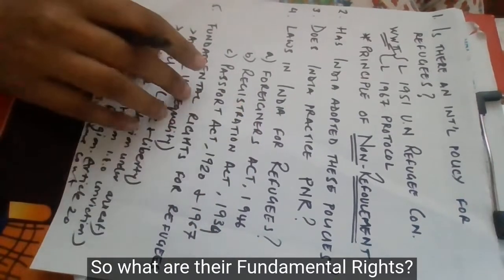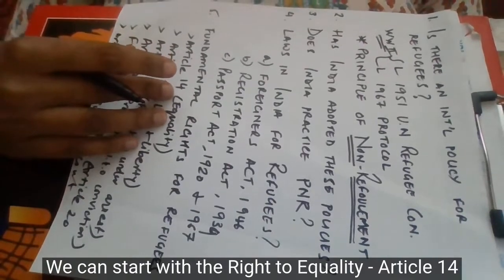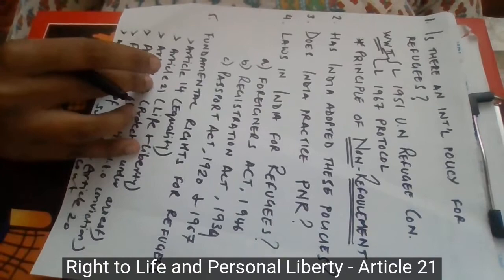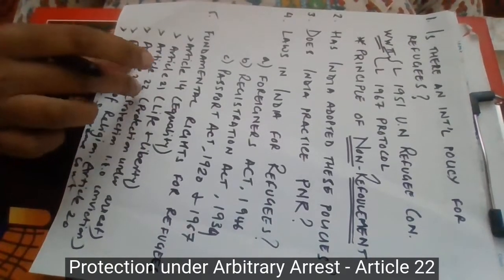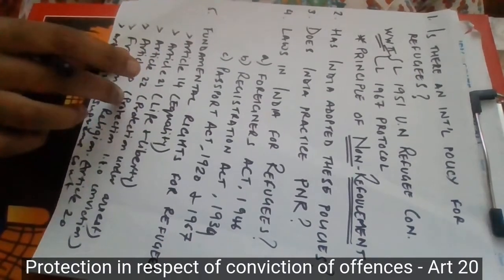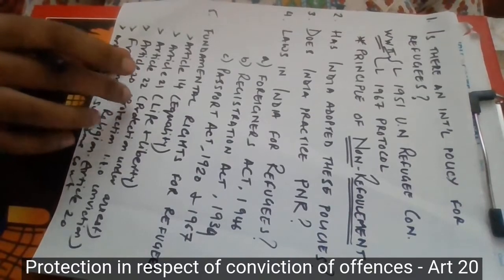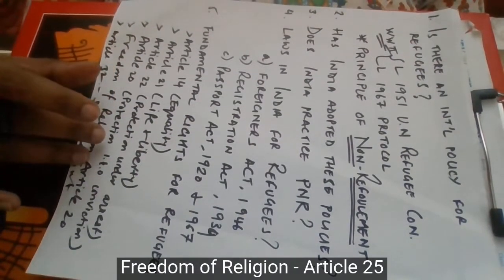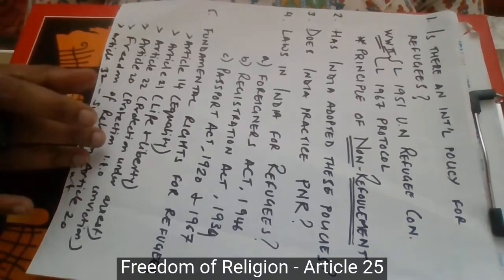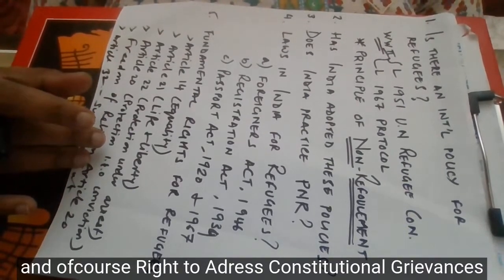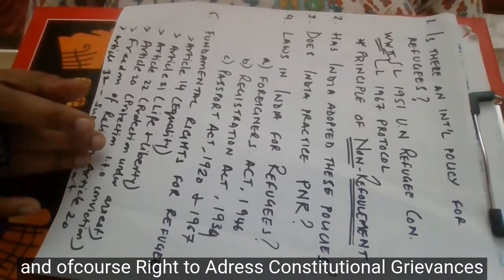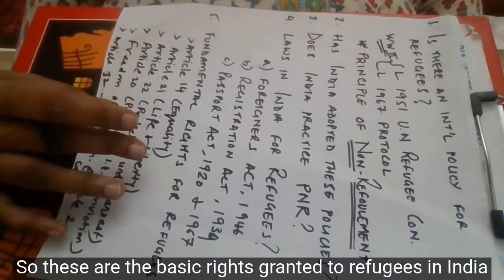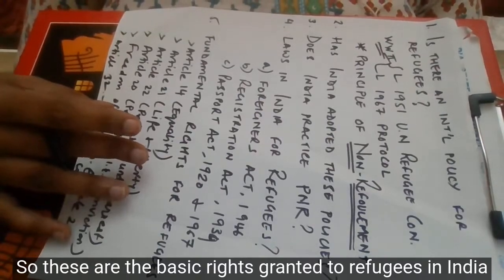So what are these fundamental rights? We can start with the right to equality, Article 14, right to life and personal liberty, protection under arbitrary arrest, protection in respect of conviction of offences, protection for freedom of religion, and of course, right to address their grievances in the Supreme Court, Article 32. So, please note these basic rights that are granted to refugees in India.